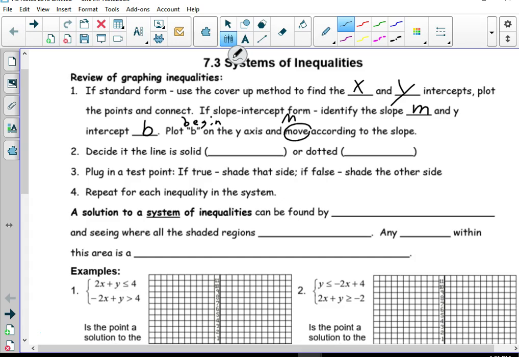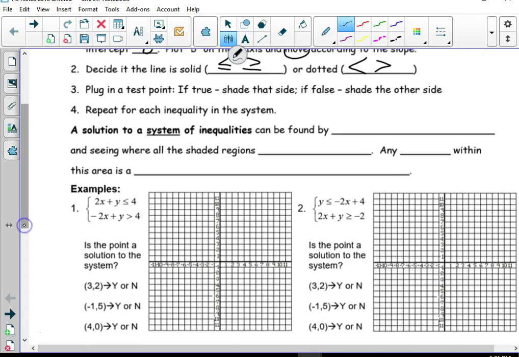Decide if the line is solid, less than or equal, greater than or equal, or dotted, less than and greater than. Plug in a test point. True, shade that side. False, shade the other side. Repeat for each inequality. So all we're going to do is put the two ideas together.